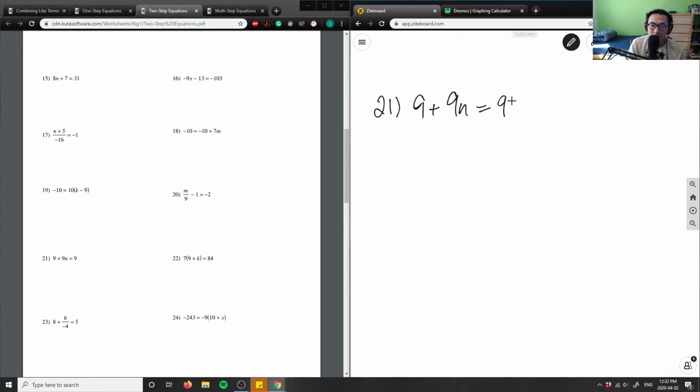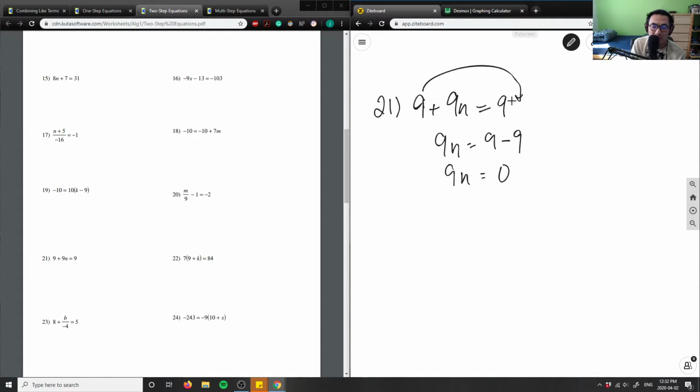So again, for the order of operations, we're doing the reverse order, right? So I see a positive 9 on this left side. I want to get rid of it, so I need to bring this 9 over to the right side. And by bringing it over from addition, it's going to become subtraction, right? So I'm left with 9n equals 9 minus 9, so 9n would equal 0.